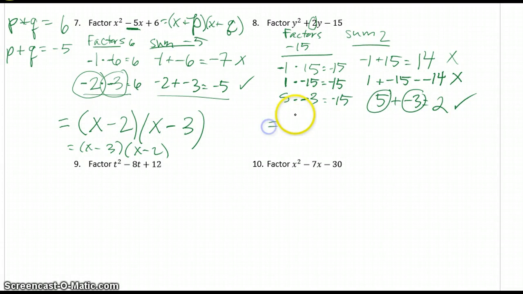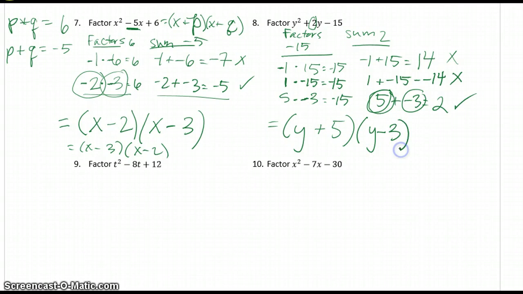So when we write this, we're going to have y. And are we going to do plus 5 or minus 5 here? When we added them together, we added positive 5 plus a negative 3. So since we added a positive 5, are we going to do y plus 5 or y minus 5? Plus. So in this case, it does matter if we make this a plus or minus. But we added 5 plus negative 3, so that means we're going to do y minus 3.